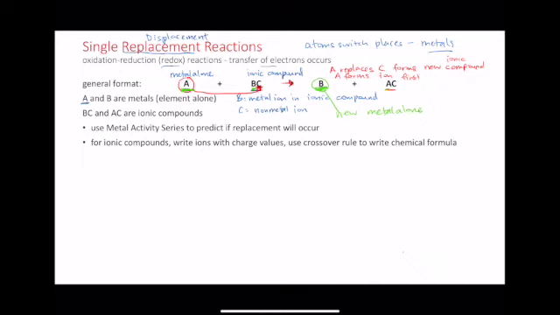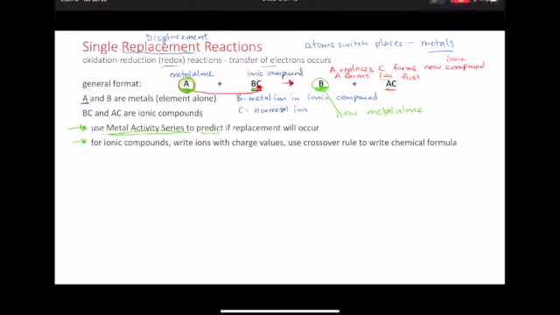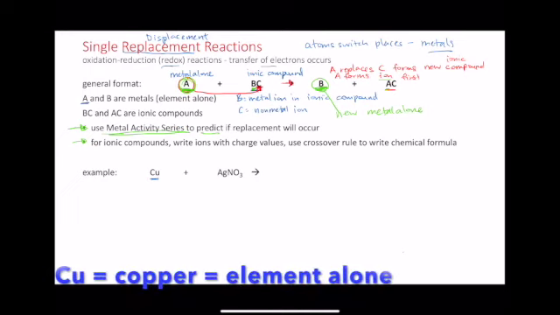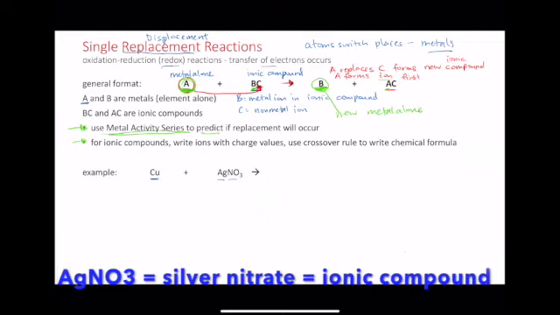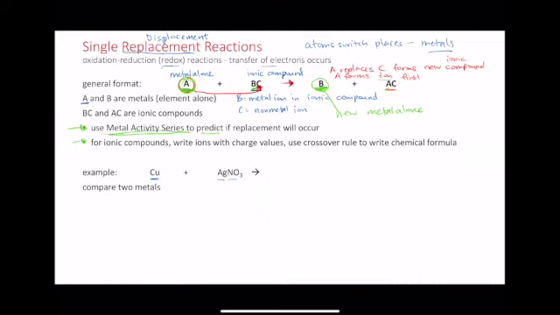So a single replacement does not always occur. You have to use the metal activity series to predict if this is actually going to happen. You also have to predict that when that replacement happens, this metal alone, this element, forms an ion and then forms the ionic compound. So there are two steps in the single replacement reaction. So copper, that's Cu, and this is the ionic compound. This is silver nitrate.